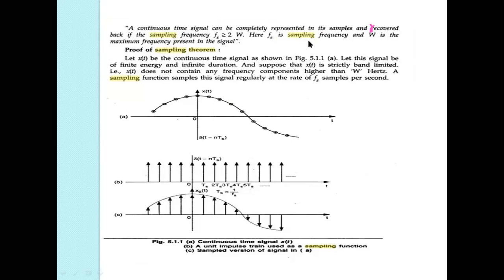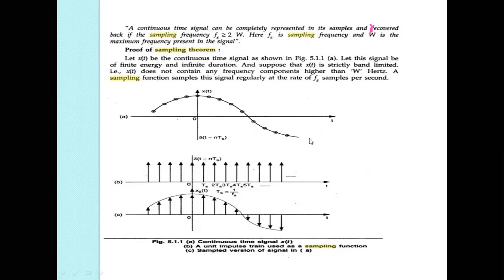and Fs is the sampling frequency. Otherwise, the other statement I already told: a signal which is band limited to FM hertz can be completely recovered from its samples if the samples are taken at the rate of Fs greater than or equal to 2 FM.